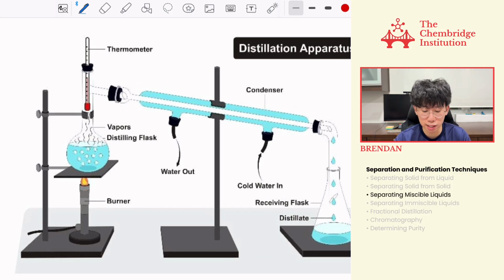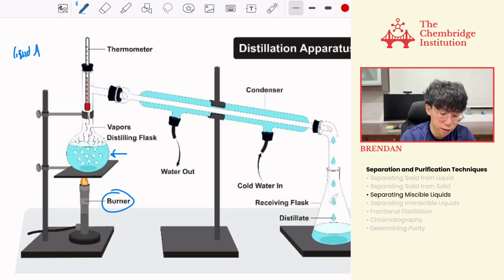So this is our typical distillation setup. Here we have a round bottom flask with our mixture of liquids over here, and we have a Bunsen burner for heating. Since we are going to separate them based on their difference in boiling point, we're going to have to boil them, but in sequence. So for example, if we have liquid A and liquid B at different boiling points, let's say this one is at 50 degrees Celsius and this is at 100 degrees Celsius for a boiling point.